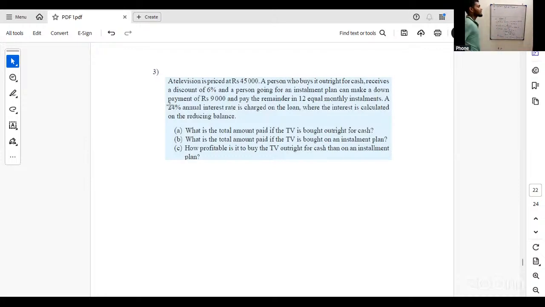Then sixth step. The total amount he has to pay, not the balance. The total amount he has to pay. What? This balance remaining 36,000 plus this total interest 4,680. So that will give you 40,680 rupees.